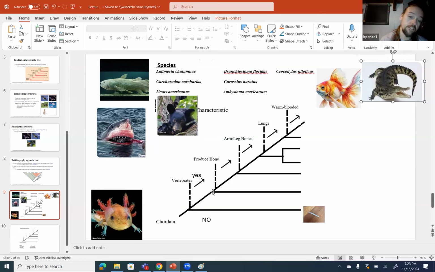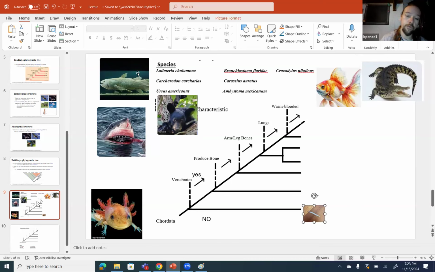So I come up to my next node, which is right here, and it's asking me a question: produce bone? There's one individual that I have, not this guy, we've already done with him, but of all the other ones, there's one individual in this group that does not produce bone. Anybody know what that is?